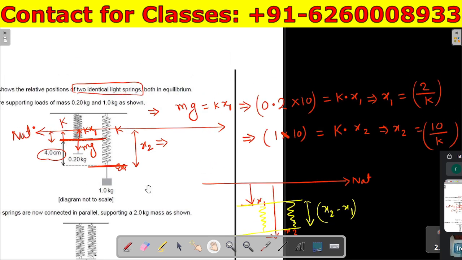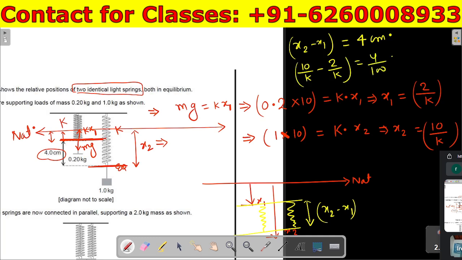Now I will equate this with 4 centimeters. That's why I calculated x1 and x2. I want to find x2 minus x1, and this should equal 4 centimeters. Before this, all the values are in meters, because mass is in SI unit and k I am taking as SI unit, so the deformation x should also be in SI unit. So x2 is 10 upon k minus x1 is 2 upon k, and x2 minus x1 equals 4 upon 100 meters.